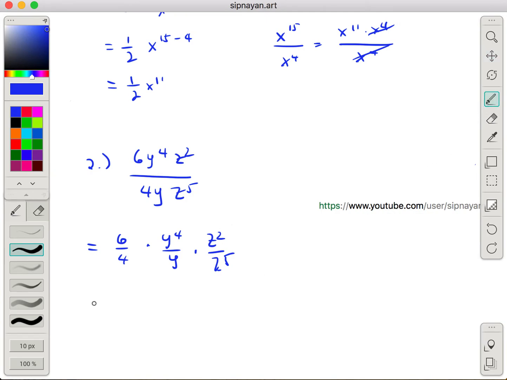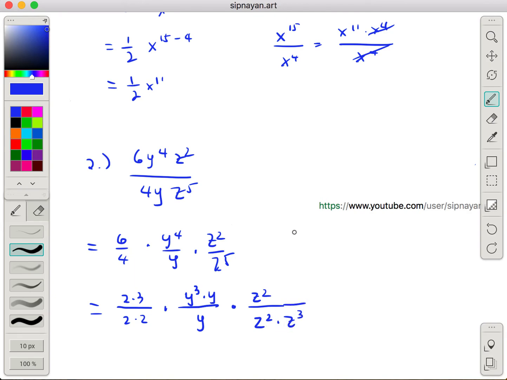So, pwede natin i-lowest terms yung numbers. Pwede natin i-divide by 2 yung both the numerator and the denominator. Or pwede natin sabihin 2 times 3 tsaka 2 times 2. And then we have y to the 4 tsaka y. Magiging y cubed times y over y. This is y to the 4th, by a law of exponent. And this is z squared over z squared times z cubed. Yung z to the 5th.